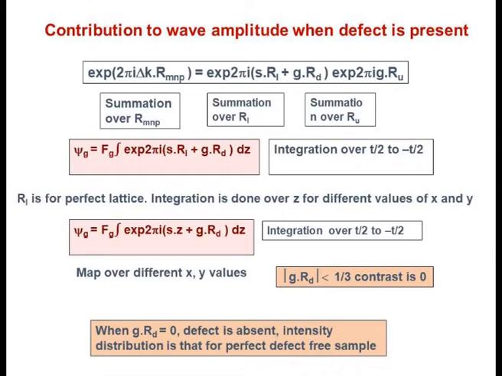Then this expression becomes that for a perfect crystal, correct? That means that depending upon this condition, whether this becomes 0 or whether it is some finite value, we will be able to see the image on the sample, or the image will not be seen. Image of the defect will not be seen.